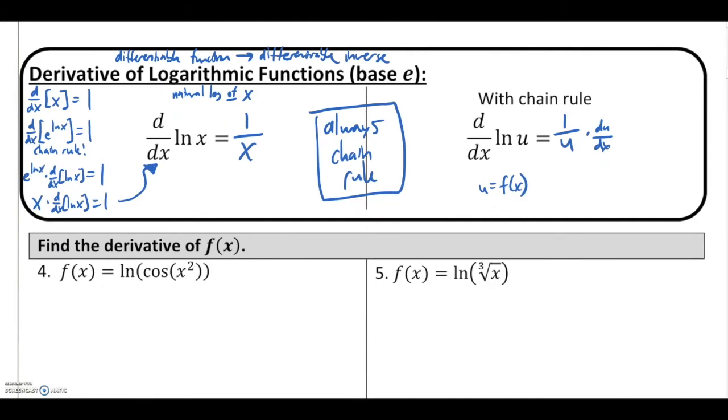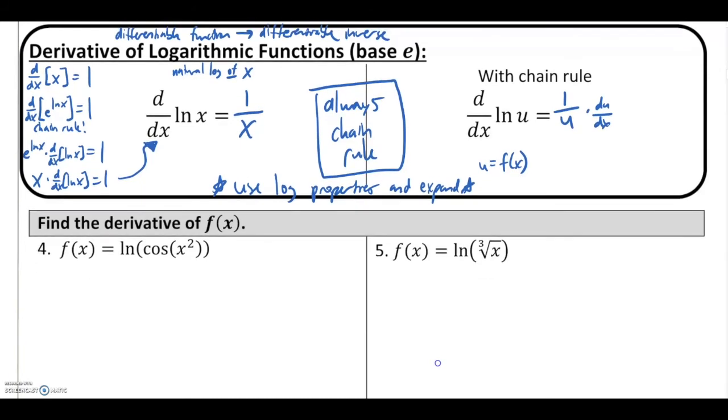Now when we deal with logarithms, one thing I am going to say, always use log properties and expand. If you can use log properties and expand, you can make the problem much, much easier to work with. So looking at problem 4, and I'll leave those up at the top, we have natural log of cosine of x squared. So we've got an outside, which is natural log of the something, and the inside, cosine of x squared. Notice that this is its own separate chain rule, which we will address when we get to it.